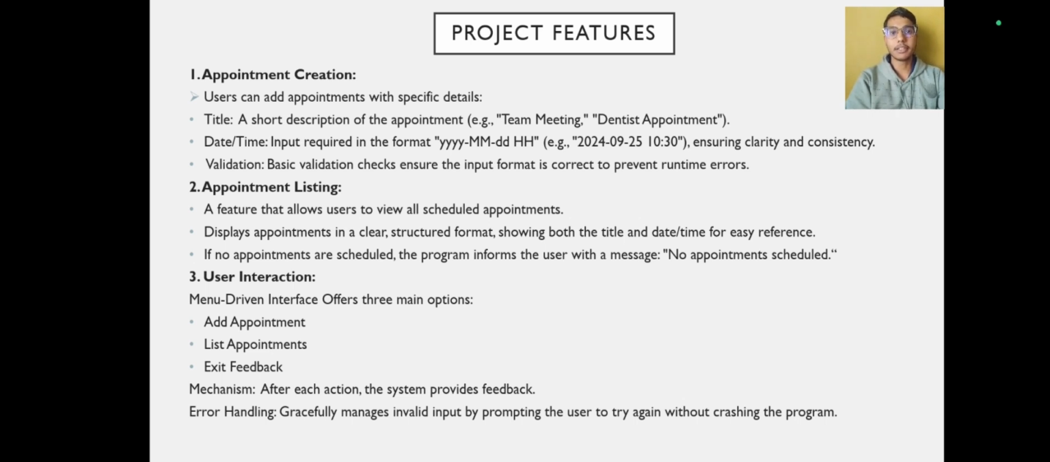And the second one is appointment listing, a feature that allows users to view all the scheduled appointments. It displays appointments in a clear structured format showing both the title, date and time for easy reference. If no appointments are scheduled, the program informs the user with the message no appointments are scheduled.